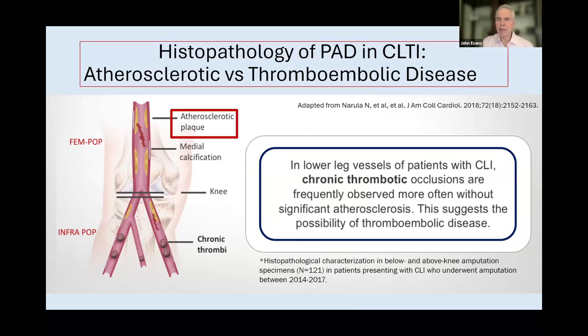There was an atherosclerotic plaque that would develop. There'll be calcification of the medial aspect of the arteries, typical of changes around the heart. But when they went into the legs, they found these findings to be in the minority when they went below the knee. Most of those changes were chronic thrombotic occlusions there.